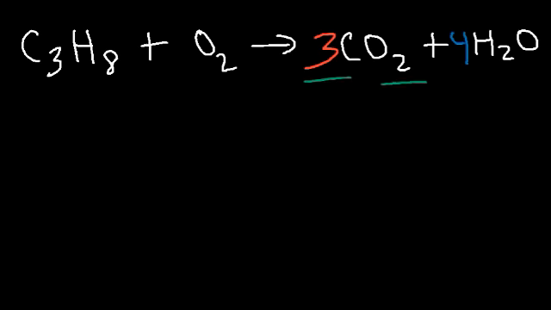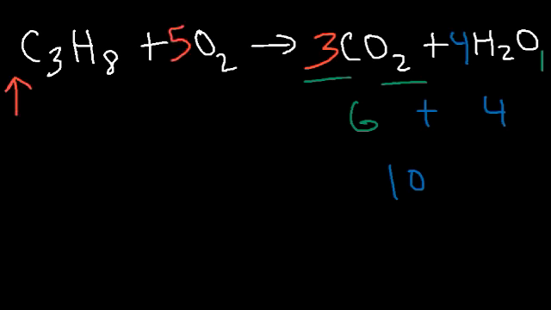So 3 times 2 is 6, so we have 6 oxygen atoms in the 3 CO2 molecules. 4 times this invisible 1 is 4, so we have 4 oxygen atoms in the 4 water molecules. 6 and 4 is 10, so we have a total of 10 oxygen atoms on the right side. So what number do we need to put in front of O2 to balance it? Well, 10 divided by the subscript 2 is 5. So we need a 5 in front of O2.